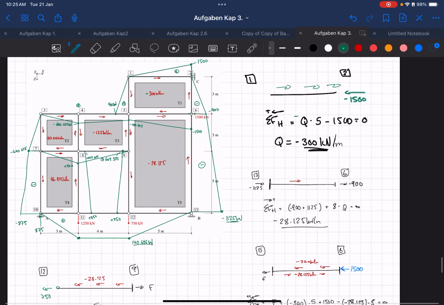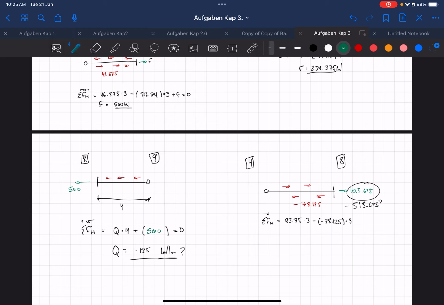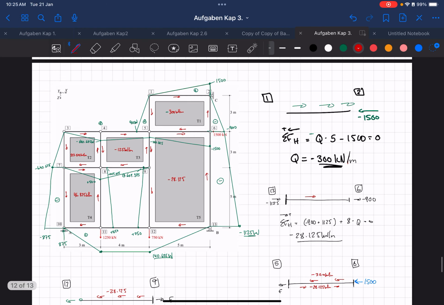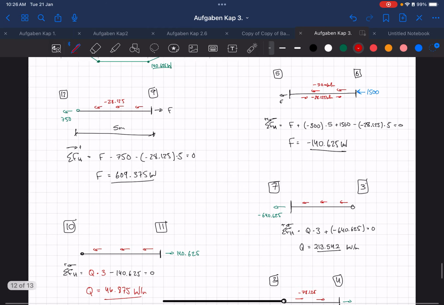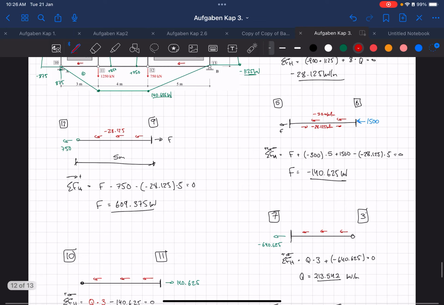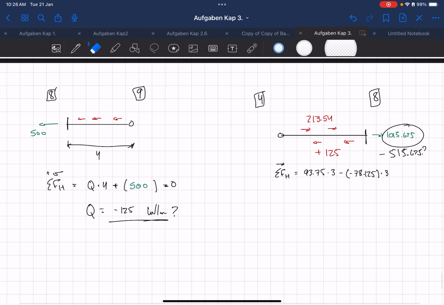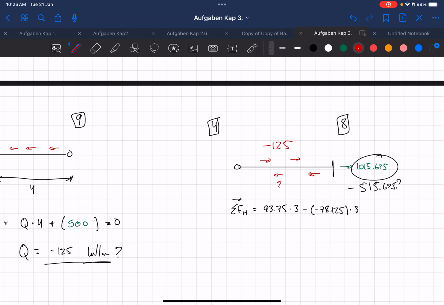And then let's look at 4 and 8 again. So here I have a new number of 213.54. And here I have a 125 plus. Oh, sorry, negative 125. Wait, let me double check. No, the area is 125. The minus 125, and then here I have to check again, 213.54. Okay, so I'm just gonna add the sum of all the things.